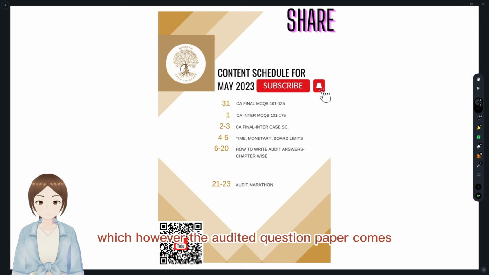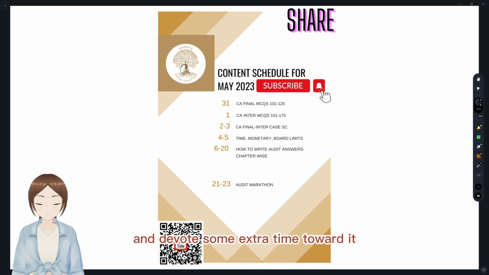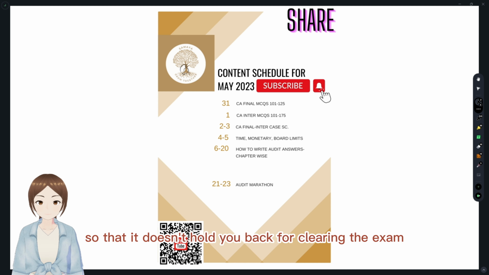However the audit question paper comes, it always tends to be difficult for us as normal students. So how do we overcome that? Even if you have read audit long back, as time progresses, when you don't revise it in this last month, you tend to forget. So you have to put in some extra effort and devote some extra time to audit so that it doesn't hold you back from clearing the exam.